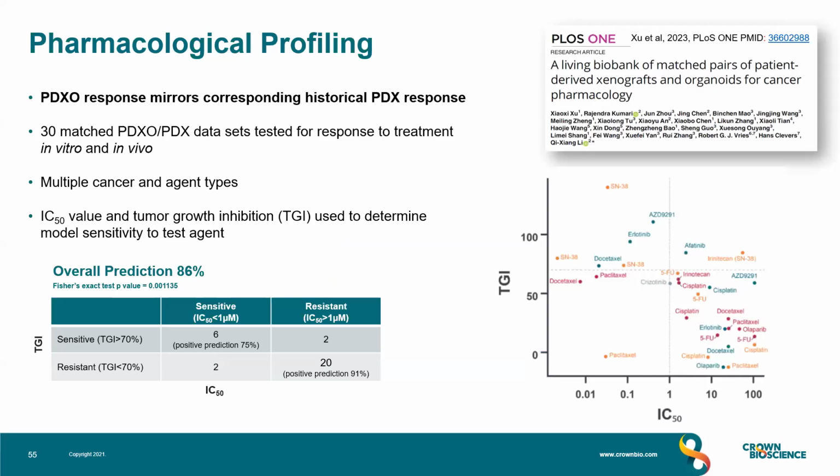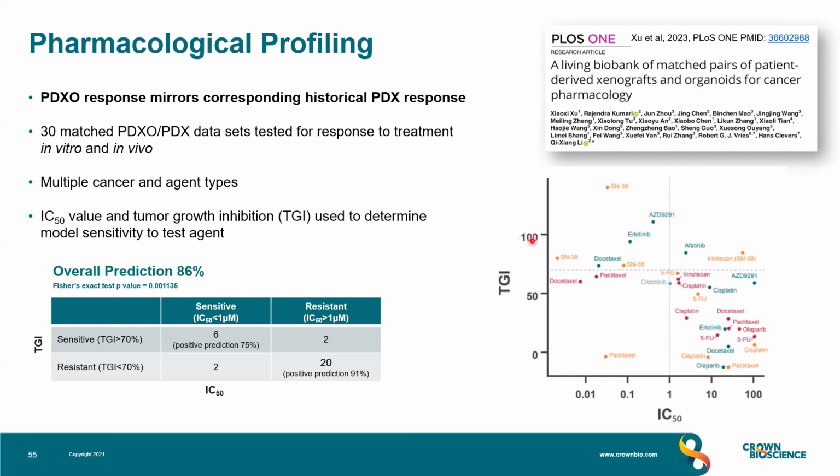We also reported on how the in vitro response compares to the downstream matched PDX model. So this slide summarizes the data from 30 matched data sets, just again to demonstrate the correlation of response profiles between the organoid cultures and their associated in vivo PDX model. So the IC50 is on the x-axis, and anything less than 1 micromolar is sensitive. And the TGI, which is on the y-axis, anything above 70% is defined as sensitive.